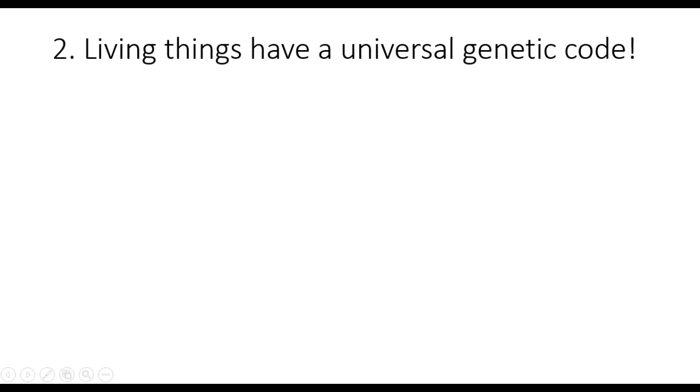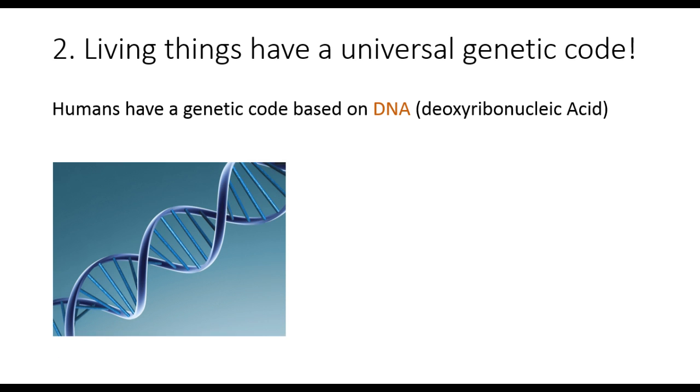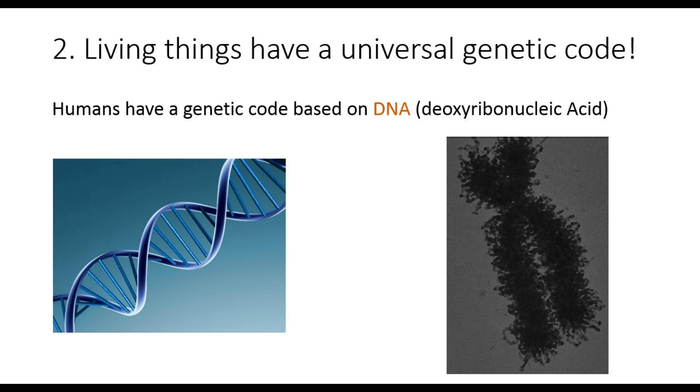Our second characteristic of life, living things have a universal genetic code. Humans have a genetic code, as well as every other living organism. We all have genetic codes. Ours, as a human, is based on DNA, deoxyribonucleic acid. This is a picture of a DNA molecule. It's a spiral staircase looking molecule. And this is a picture of DNA tightly wrapped around a protein called a histone. And this is actually what a chromosome looks like after DNA tightly winds up over the histone.